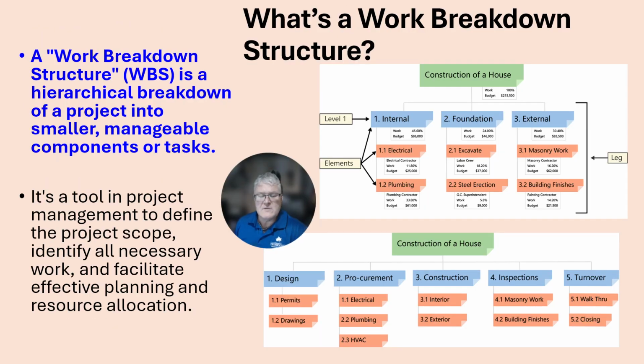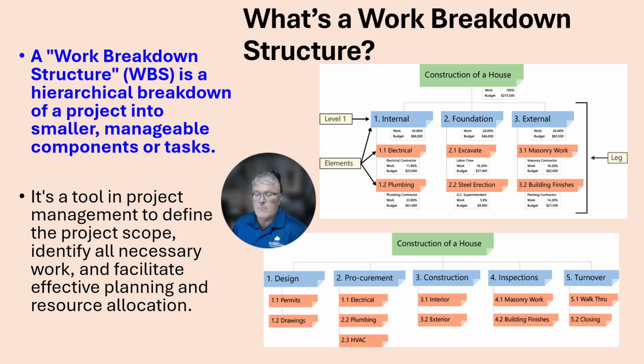What's a work breakdown structure? A work breakdown structure is a hierarchical breakdown of a project into smaller, manageable components or tasks, or even phases. It's a tool in project management to define the project scope, identify all necessary work, and facilitate effective planning and resource allocation. A lot of times when you begin a work breakdown structure, you want to paint a picture for yourself and break it up.